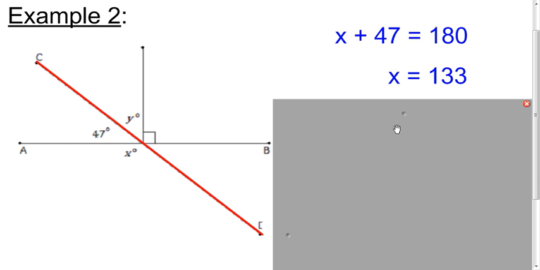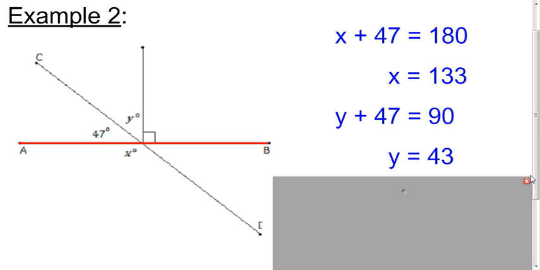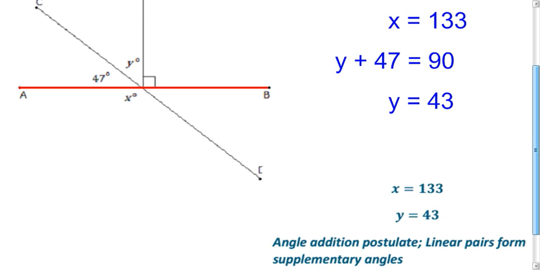To find y, the way I saw it is, hey, this is 90 degrees. And I know that this right here is a segment, so that has 180 degrees. So this half must be 90. So y plus 47 is 90. They're complementary. And so you get 43. That's one way to do it.